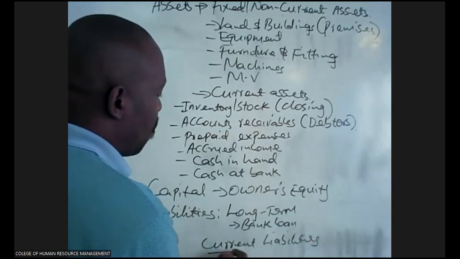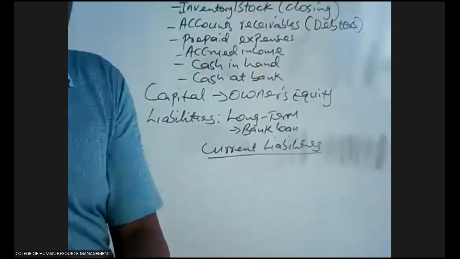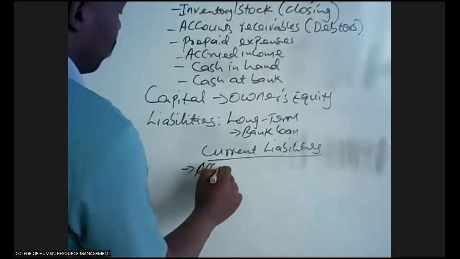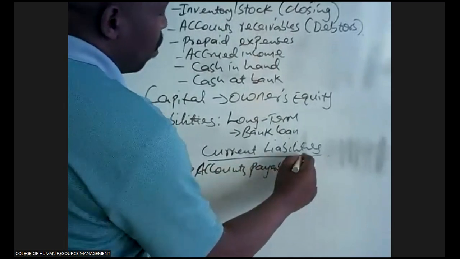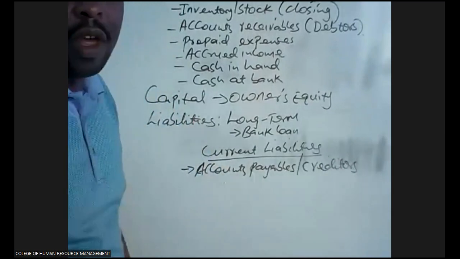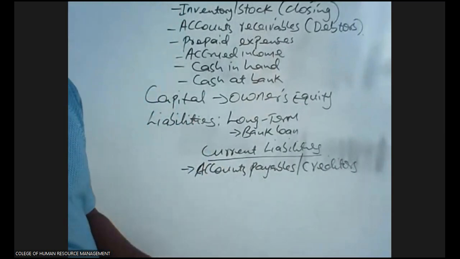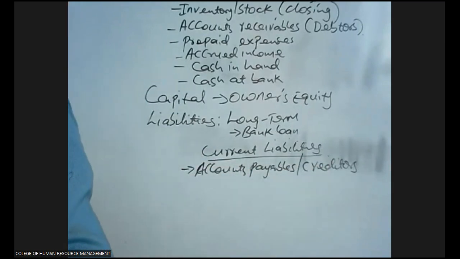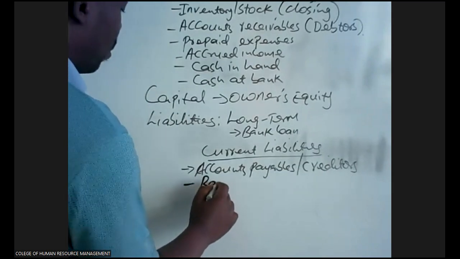which comes in the form of what? Accounts payable. The current liabilities here, we shall have the accounts payables, also known as the creditors. This is an amount that we have not paid our suppliers by the end of the financial year. We have not paid our suppliers that amount, so it is a liability. We also have what we call the bank overdraft.